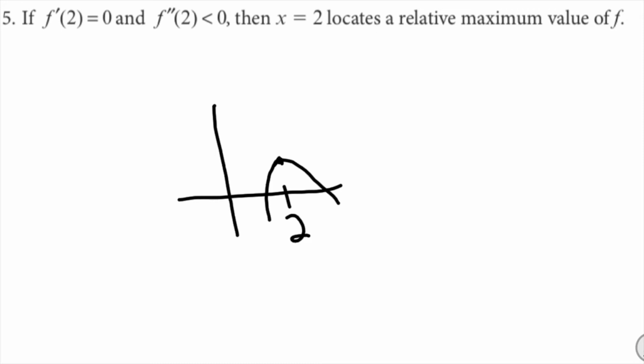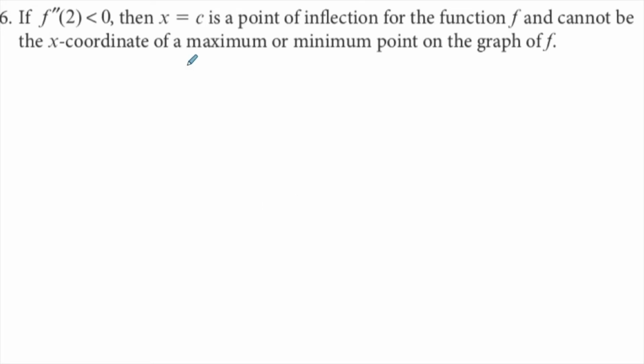Again, with these two things together, this one would be true. The first derivative is 0. Second derivative is always negative. Means we would have something that looks like this. Okay? So number 5 is true. Number 6. If the second derivative of 2 is less than 0. So here we are back at 2 again. So the second derivative means this whole thing is concave down, right? So the whole thing is concave down here at 2.